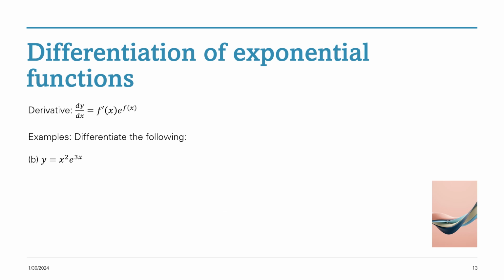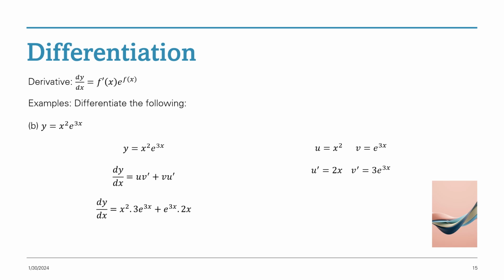With the second one, hopefully you can see that it's a product rule. If you've seen that, fantastic. Let's go ahead and do it. The product rule: u equals x squared and its derivative is 2x, and v equals e to the 3x. You take the function, the 3x, and you put the differential of that out the front, 3e to the 3x. Use our product rule, uv dash plus vu dash.